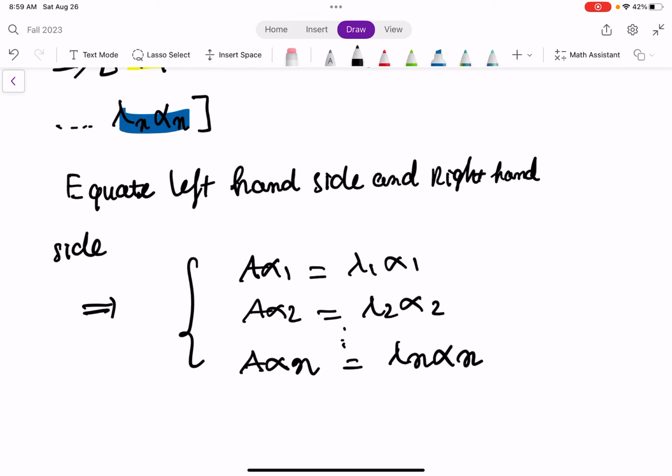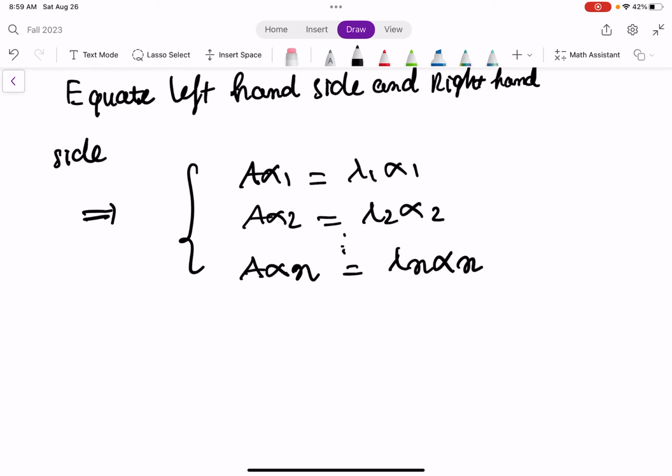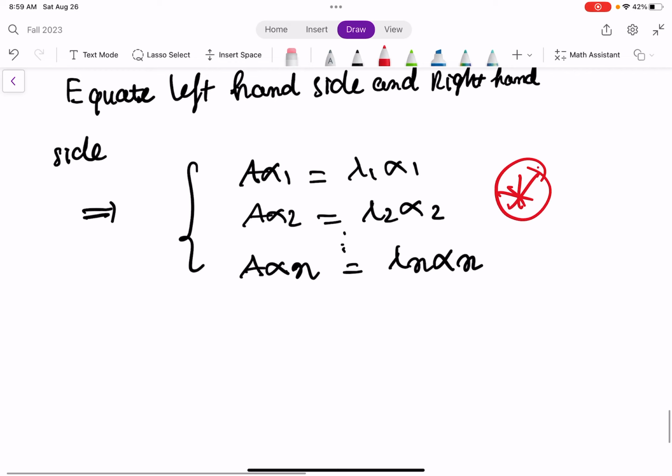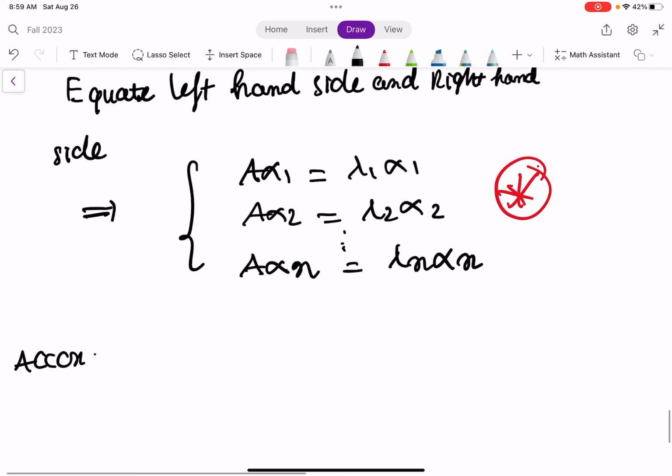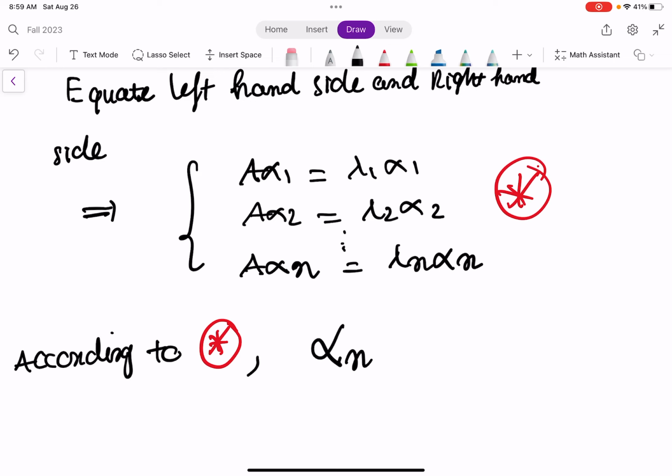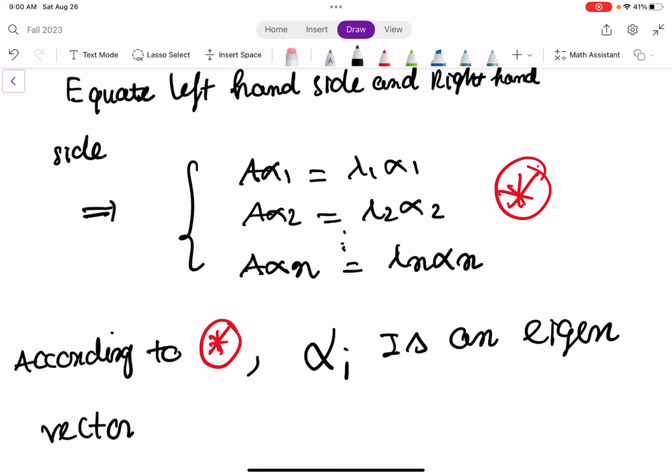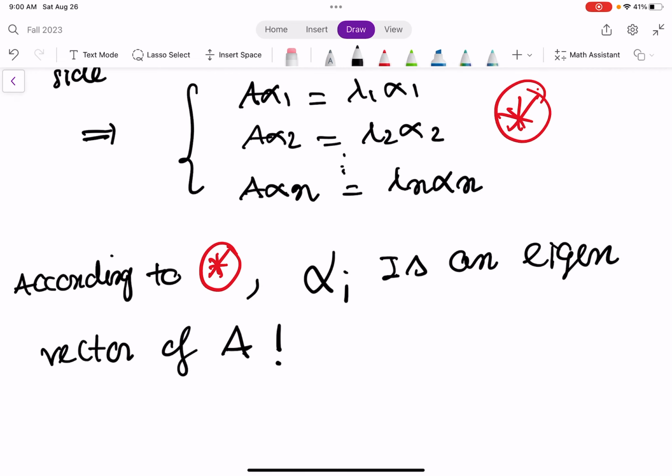Have you seen the definition? If you look at this star definition right here, according to star, alpha n, or in this case a random alpha, let me put alpha i, not alpha n, alpha i is an eigenvector of A. Wonderful, because this is exactly the definition of eigenvectors.